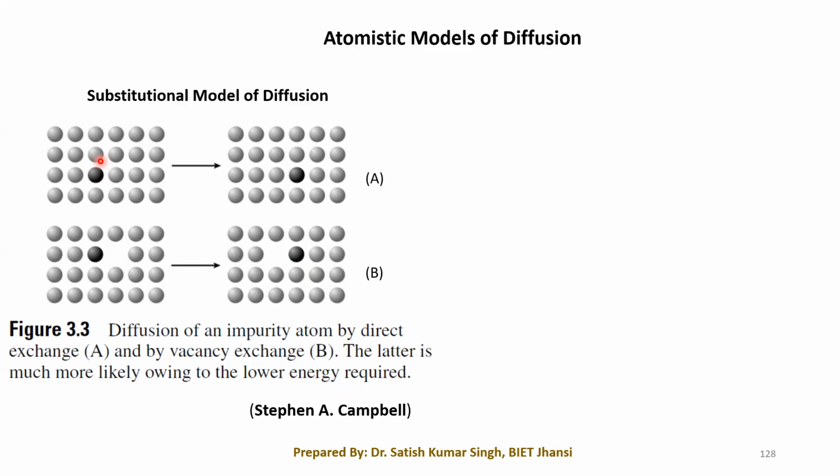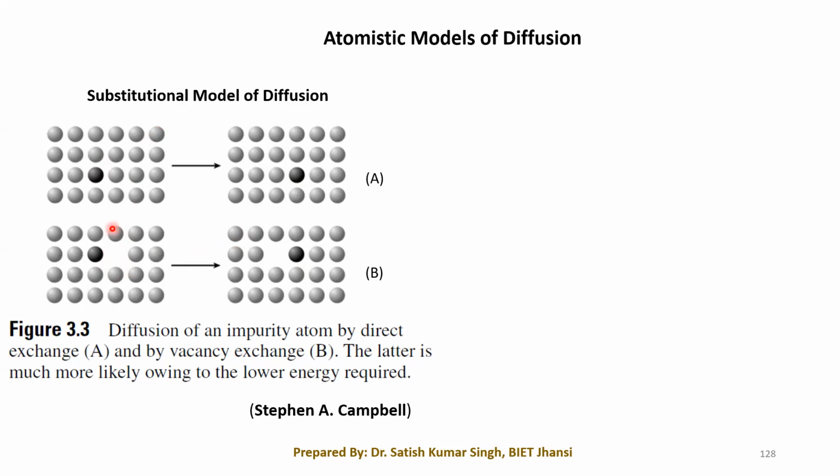We are looking at the atomistic model of diffusion. First is our substitutional model. In this model, our impurity atom is going to occupy the substitutional site, which is normally occupied by a silicon atom or the host atom. To have this particular substitutional model, there should be certain point defects inside the material. If there are certain vacant sites, then only these impurity atoms can go and sit onto the vacant sites.